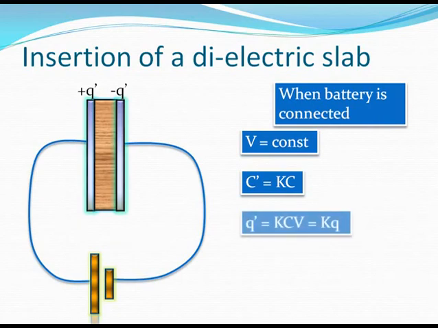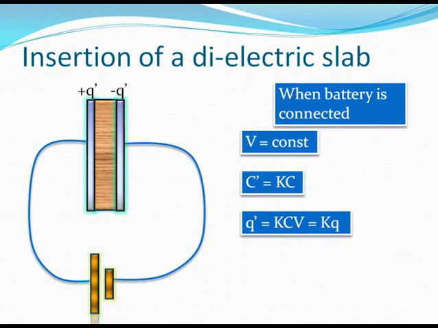Now what happens to the charge stored on the capacitor? The charge stored also gets multiplied by K. This is because the charge stored is capacitance into the potential difference of the capacitor. Now the capacitance is K times C and the potential difference is the same, it's V. So Q dash is K into C into V, that is K times the initial charge stored. So you must remember that when a battery is connected to a capacitor, the charge gets multiplied by K when a dielectric of dielectric constant K is introduced into the capacitor.